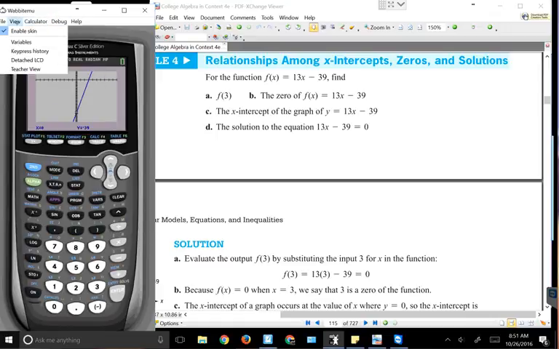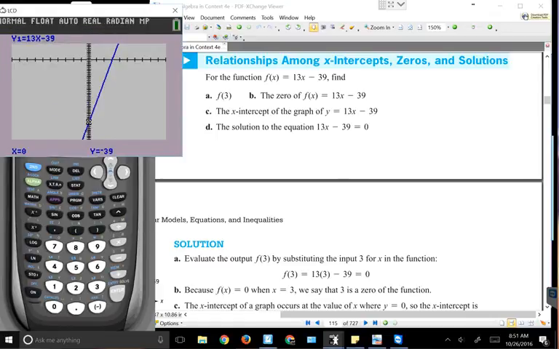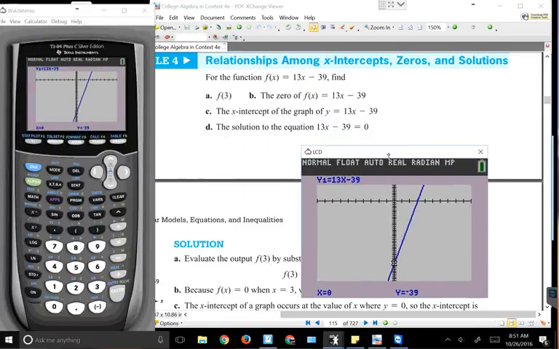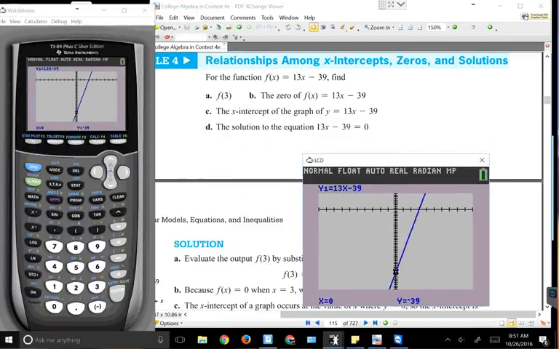If I want to find f of 3, what should I have? I should see this as 3, right? So I hit trace, I hit 3, and I hit enter. And I get a nice 0. So, f of 3 is equal to 0.